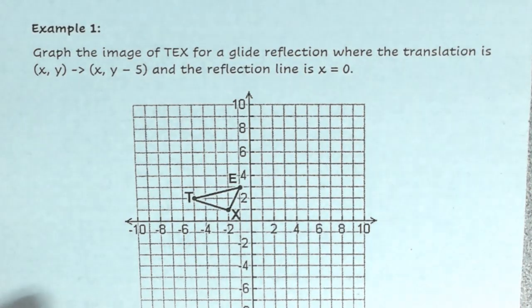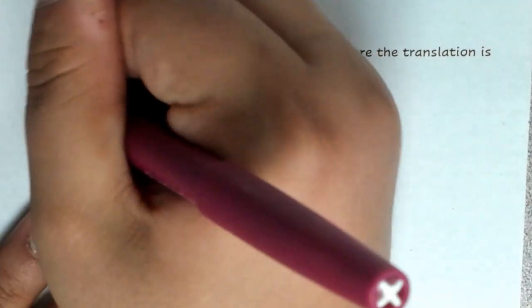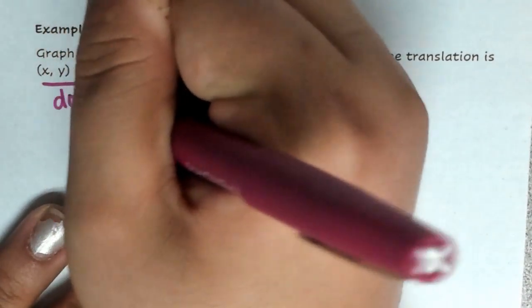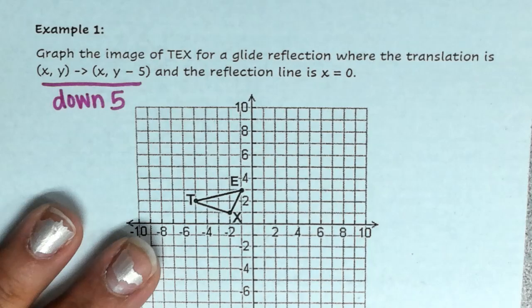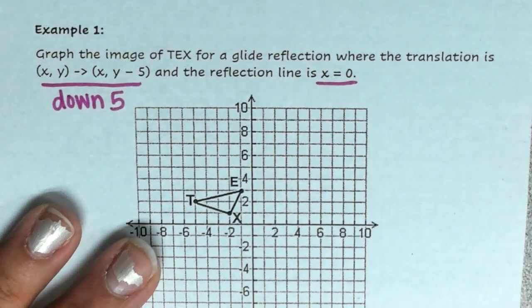This one right here says graph the image of TEX for a glide reflection, where the translation is (x, y) goes to (x, y minus 5), and the reflection line is x equals 0. So you're looking up at my board. What does this rule mean? So I'm going to first go down 5, and then what am I going to do? Reflect over the line x equals 0. What is the line x equals 0?